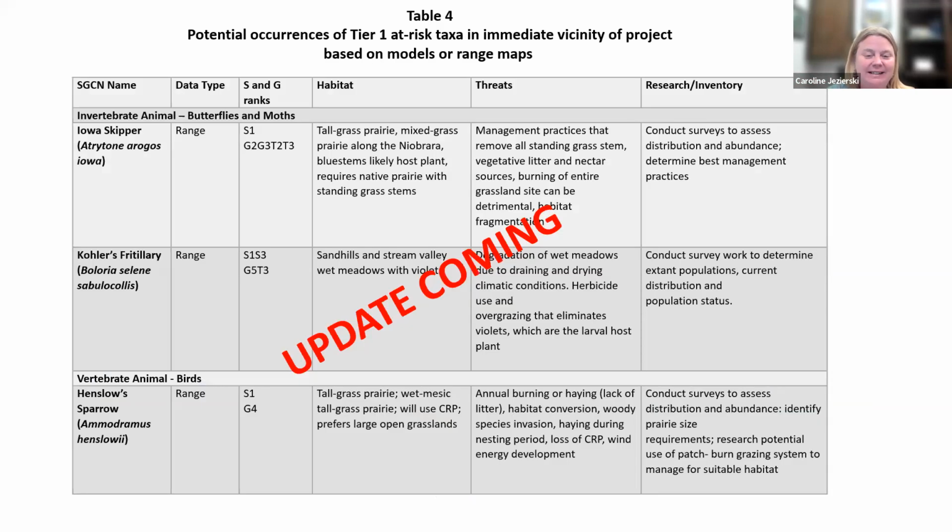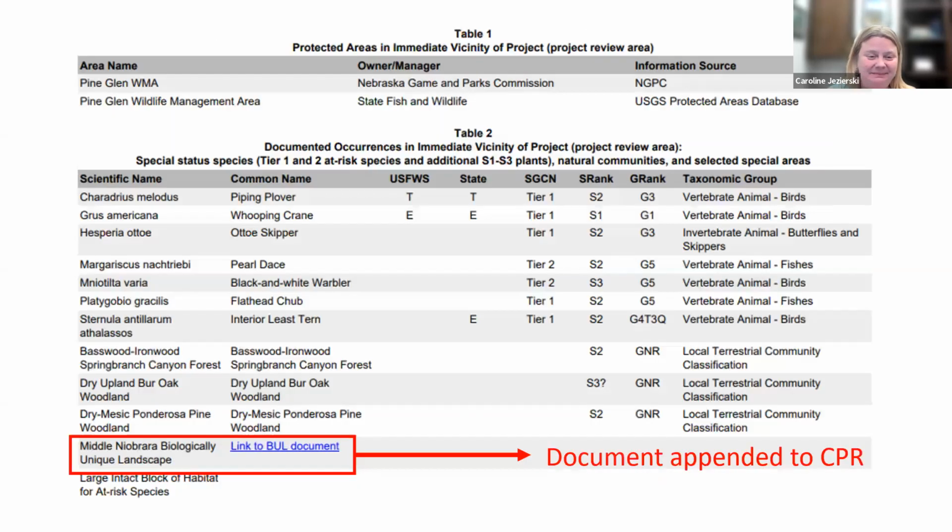One of the first enhancements is that we want to add habitat, threats, and research and inventory information for all of the potential occurrences of our tier 1 at-risk species. This is information coming directly from our state wildlife action plan, but instead of having to go to the state wildlife action plan and look these up, if that species is within your project area, it will be here in this report. Okay, next slide.